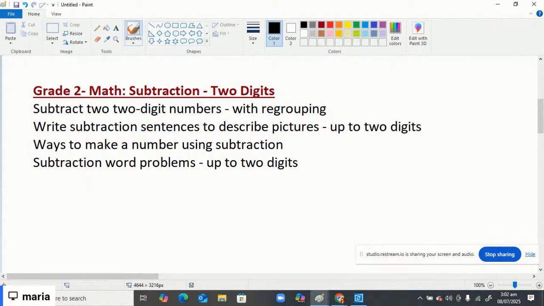So today we are here for grade 2 maths. The chapter we discuss today is subtraction two digits. And here is the list of the lessons. These are: subtract two digit numbers with regrouping, write subtraction sentences to describe the pictures up to two digits, ways to make a number using subtraction, and word problems up to two digits.